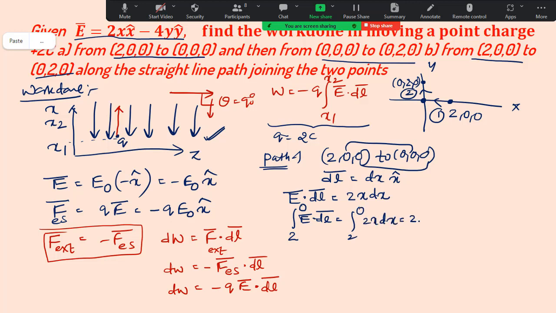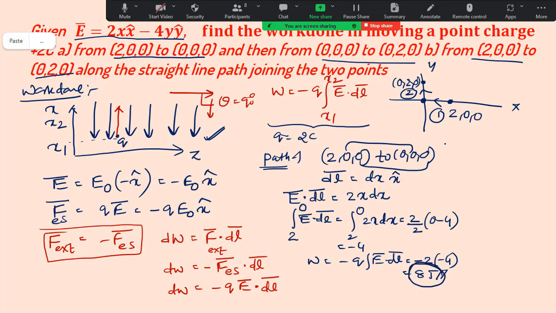It is equal to 2, a constant, times the integral of x, which is x square by 2, with limits 0 and 2. If you substitute, you will get minus 4. Now the work done equation is equal to minus q times this integral of E bar dot dl bar. The integral part we have already done. q is 2 coulombs as given, and the integral value we got is minus 4. So it is equal to 8 joules of work done to move the charge from (2,0,0) to (0,0,0). So during path 1 this much work is required.